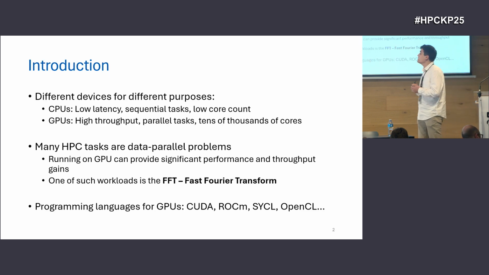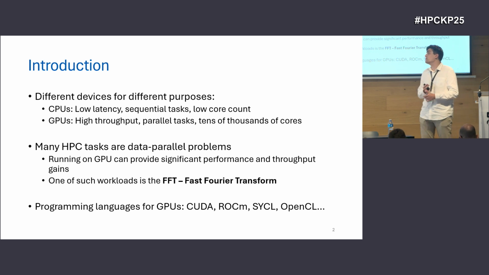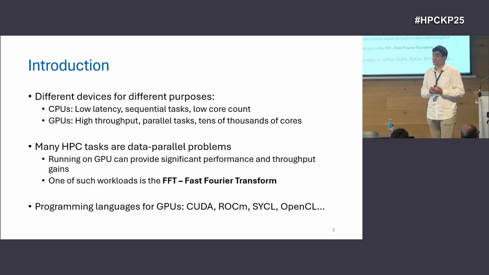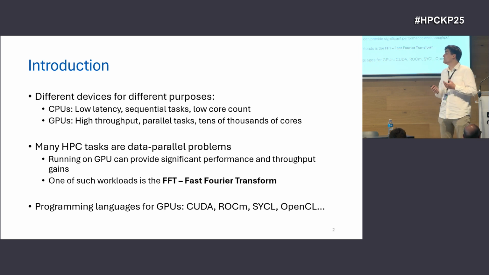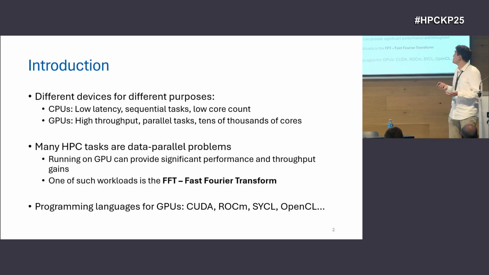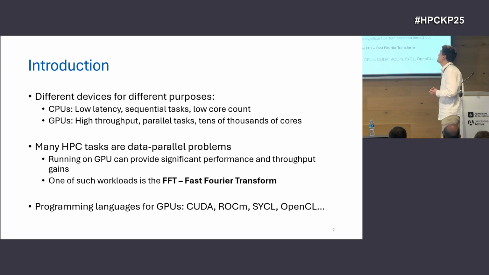So, as you may know, GPUs were originally used to accelerate computer graphics, but with the advent of compute shaders and floating point support, people started noticing that they were quite useful for accelerating other kinds of computations. Fast forward to today, we now have heterogeneous systems where we have different devices for different purposes. For example, we have CPUs, which are low latency devices, very good at sequential tasks, lots of branching, but they have low core counts.